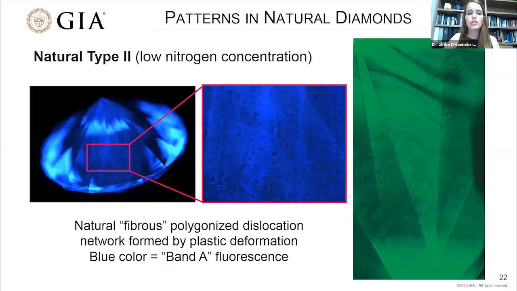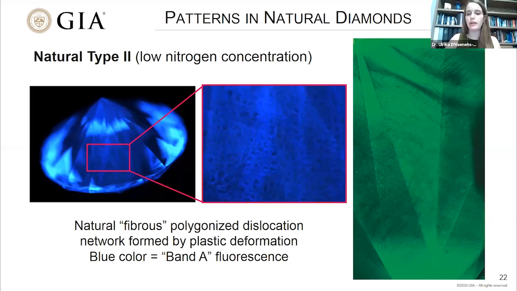Defects associated with these dislocations can give a very clear blue, violety blue fluorescence. It's unknown exactly what the defects are, but they're just termed band A fluorescence. And sometimes you will see the patterns overlaying other much more intensely fluorescent defects. So for instance, here you can see the dislocation network is dark, and it's on top of this background green fluorescence from the H3 defects that are present in this particular stone.